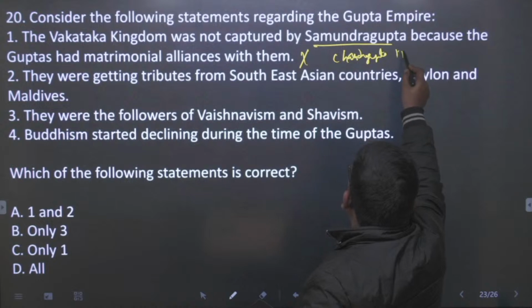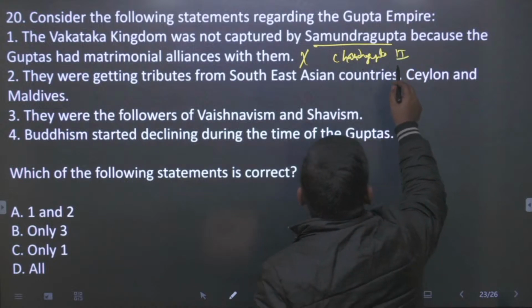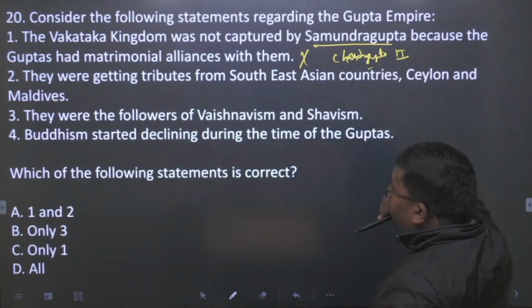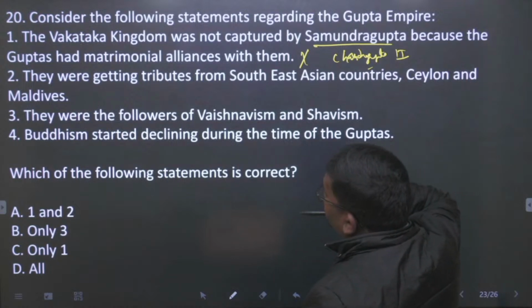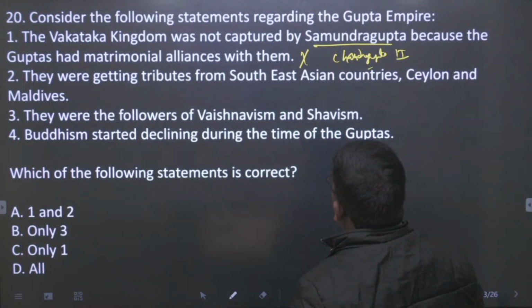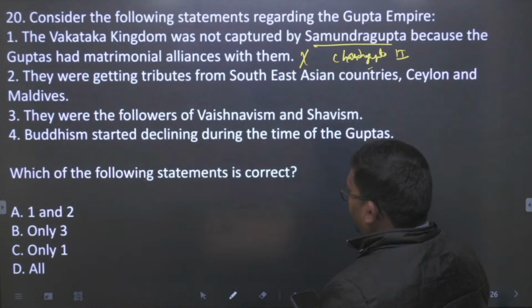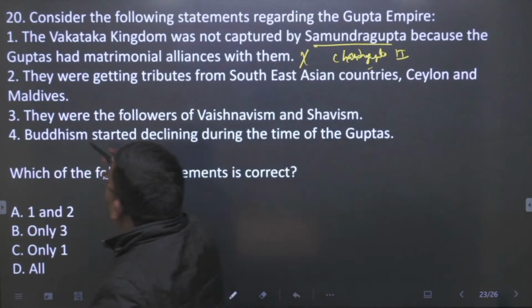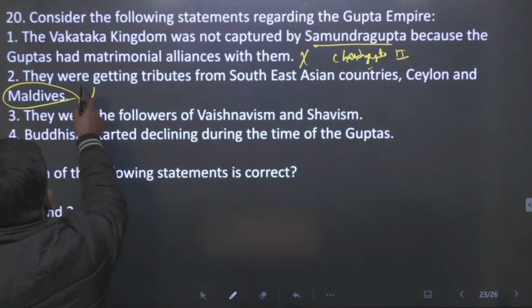Chandragupta II had an alliance. His daughter Prabhavati Gupta was married to Rudrasena, right? So the answer will be false. They were getting tributes from Southeast Asian countries, Ceylon, Maldives. So Maldives was not the one. Maldives were not there, so this statement will also be false.